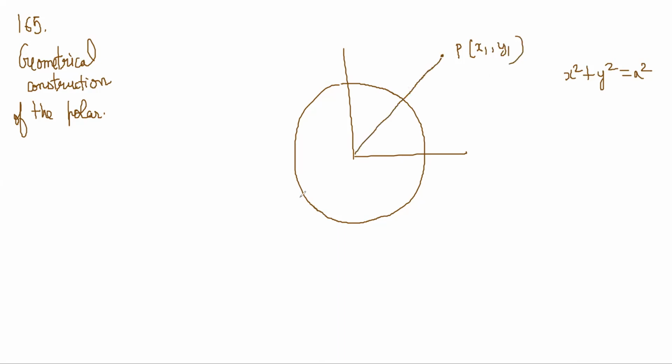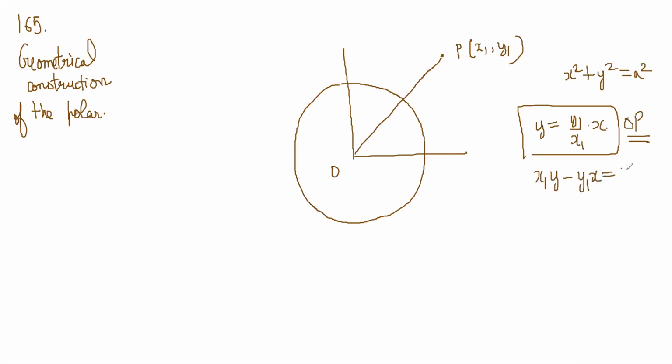The OP line equation is basically y is equal to y1 by x1 into x, like y is equal to mx. Therefore, that equation becomes x1y minus y1x is equal to 0. And the polar equation for P is coming as x x1 plus y y1 minus a square is equal to 0, right? So the polar line will be somewhere here like this.